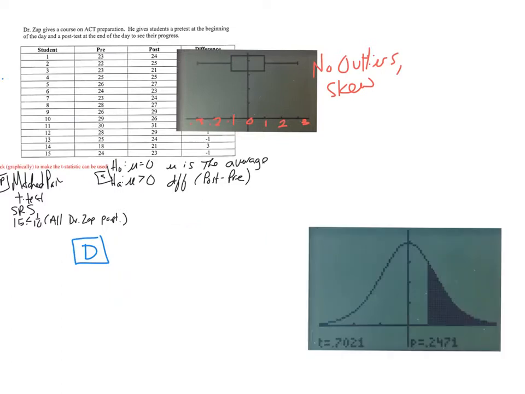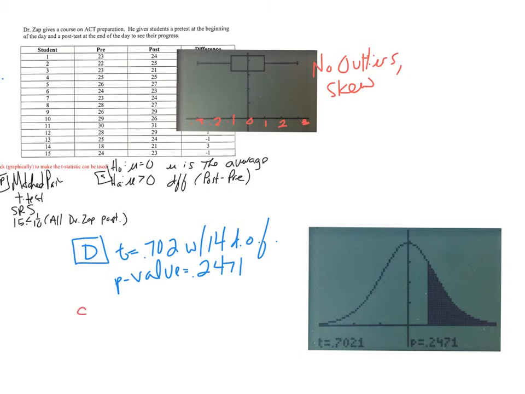So you see our t and our p-value. So let's write that down, remembering our degrees of freedom. T is 0.702 with 14 degrees of freedom, and our p-value 0.2471. And let's then conclude.